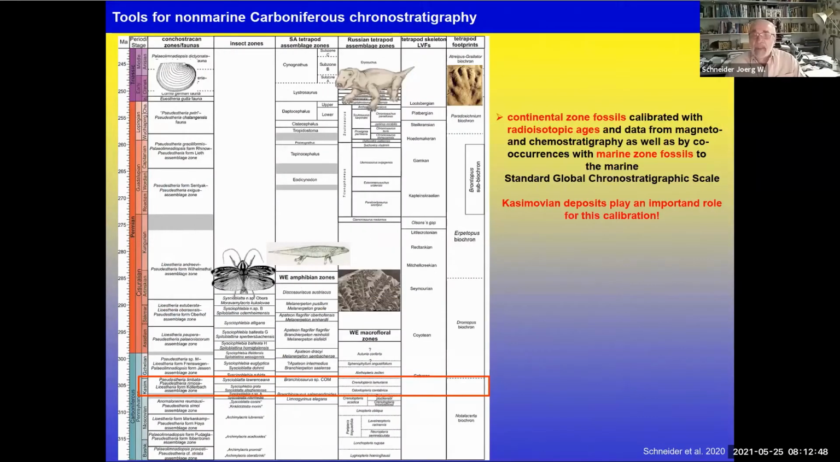Anyway, the Kasimovian deposits play an important role for the calibration of the non-marine biostratigraphic zonations, conchostracans, insects, tetrapods, macrofloras, and so on, because of co-occurrences in the mixed marine basins of North America. Next.